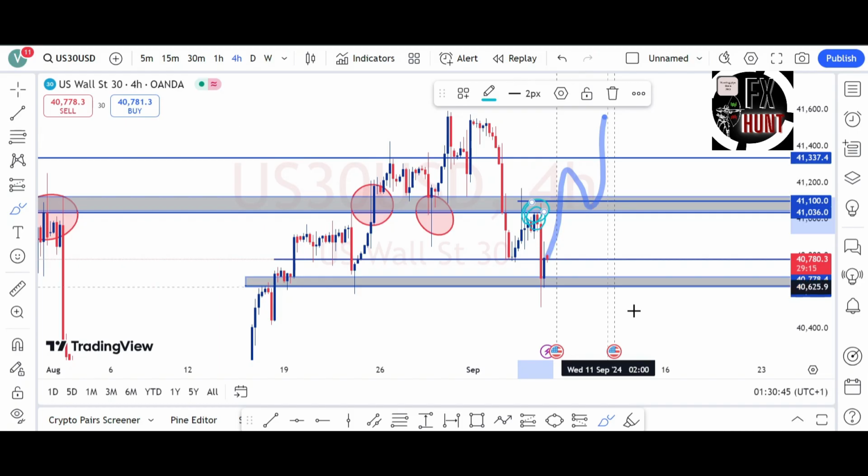But if it doesn't, then we'll be expecting it to break this 4 hour support, give us a retest, and then wait for a candlestick confirmation to sell the position. So all our entries will be taken on the 15 minutes time frame. We'll come to the 15 minutes time frame and wait for extra confirmation before we take any execution here.